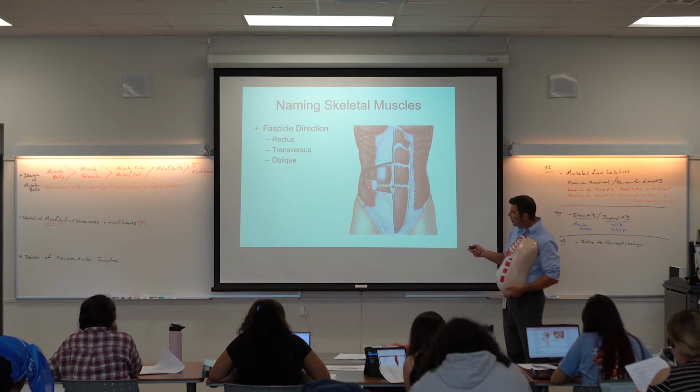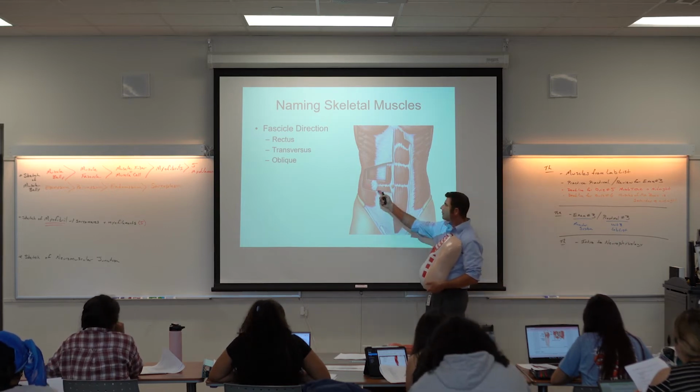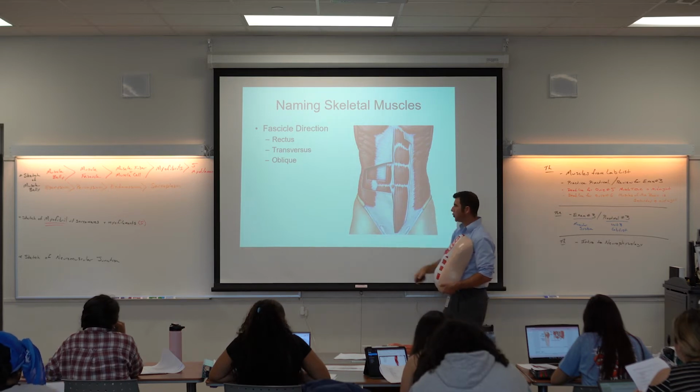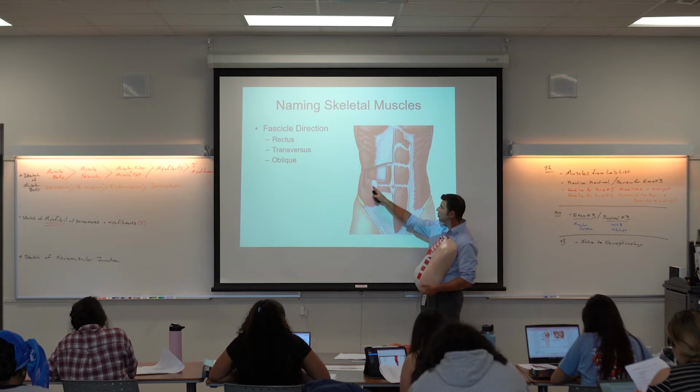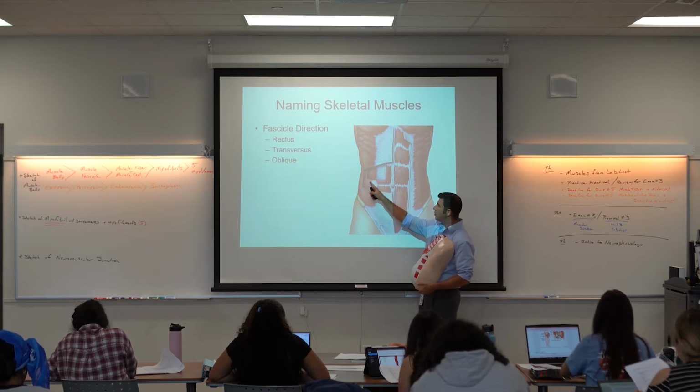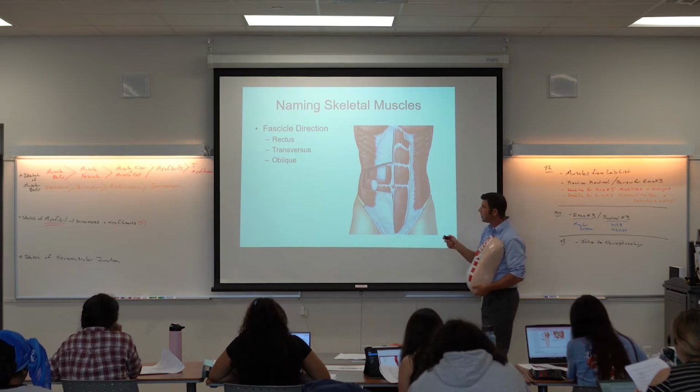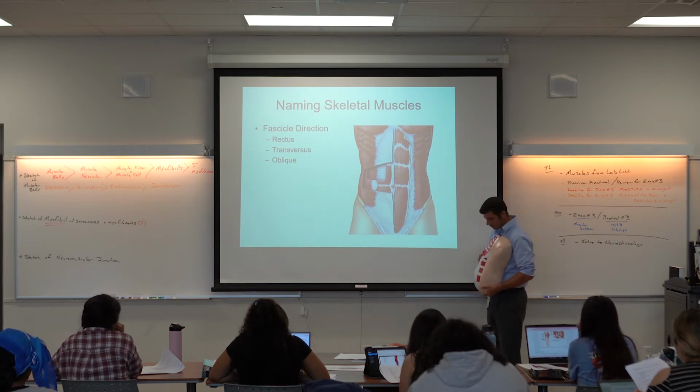Internal oblique, this is an oblique layer of fascicles that are deep to the external oblique. And if we were to go underneath the internal oblique and underneath this rectus abdominis, the deepest layer of abdominal muscle is the transverse abdominis. You can see those fascicles running transversely.